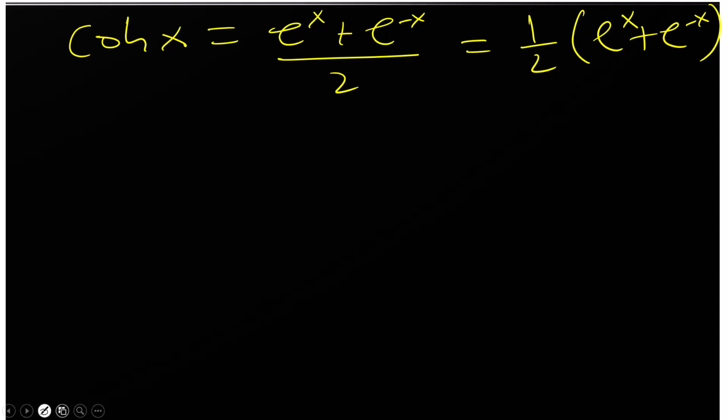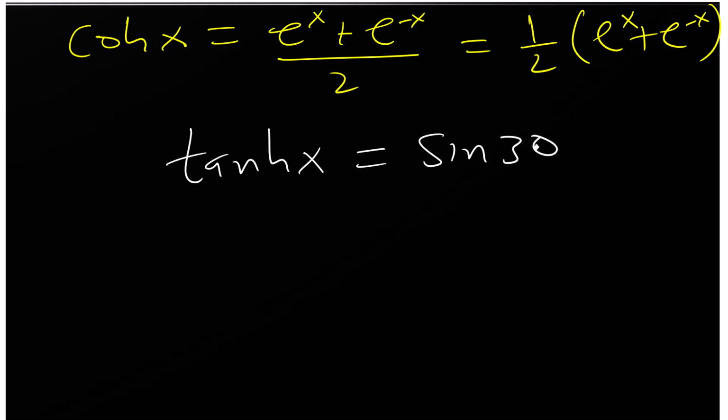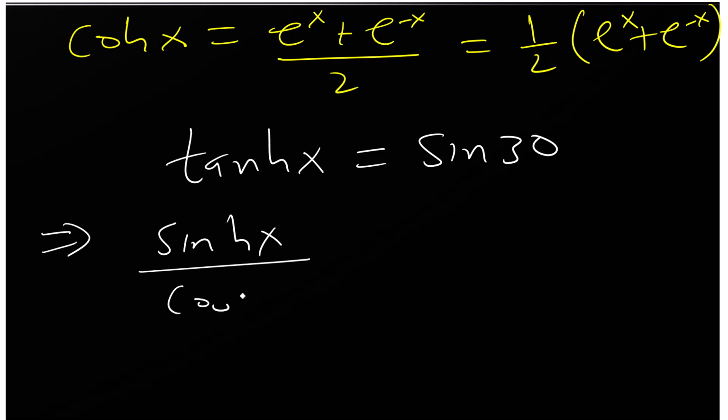Now with this, let's solve for x, given tanh x equals sine 30. Okay, so remember this side will be sinh x over cosh x, and sine 30 is simply half. So from here we can do substitution.